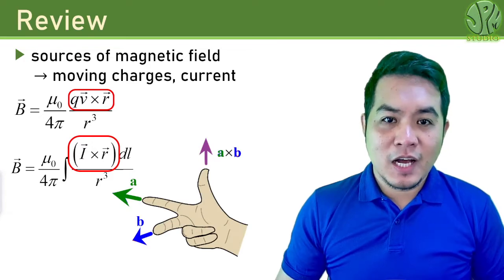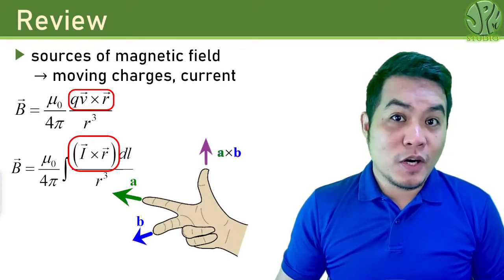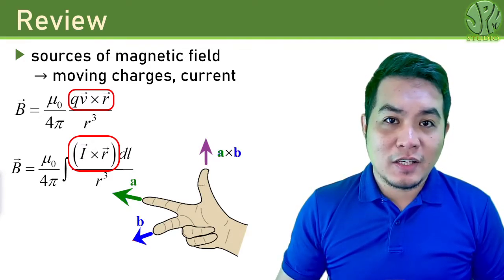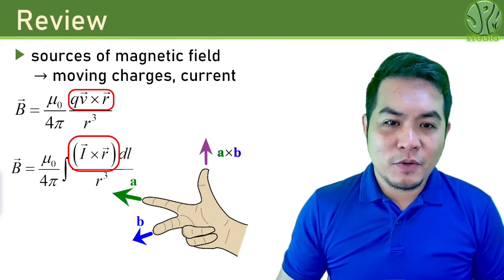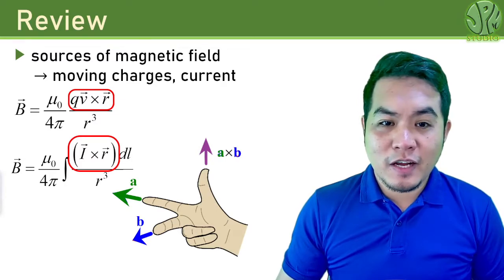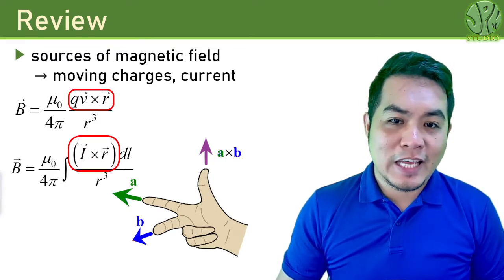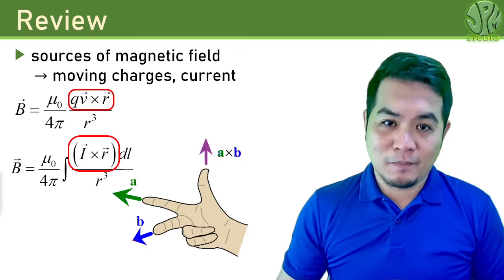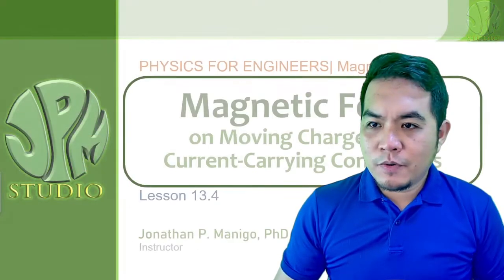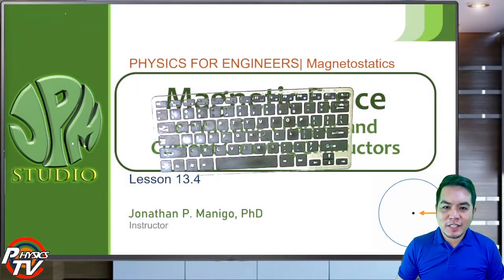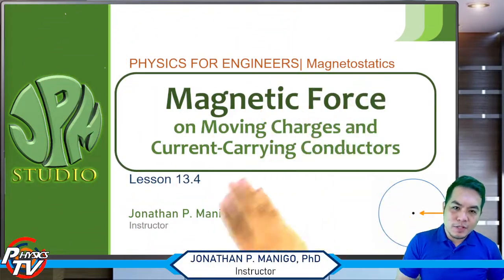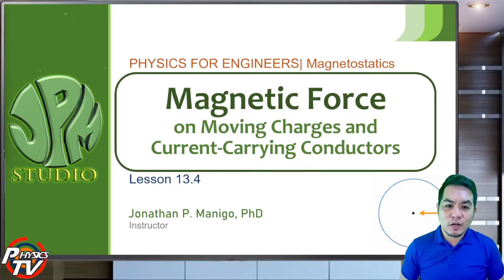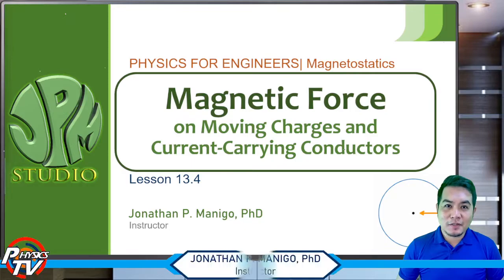So again, you should review your cross product relationships using the right hand rule. If your vector A is your pointing finger and vector B is your middle finger, then A cross B will be your thumb. For this lesson, we will be discussing magnetic force, which will be on moving charges and current carrying conductors.